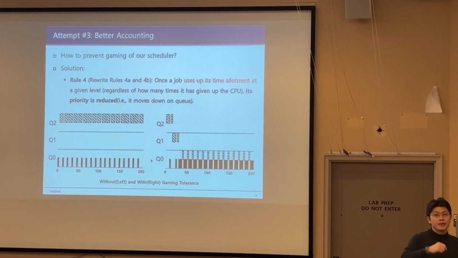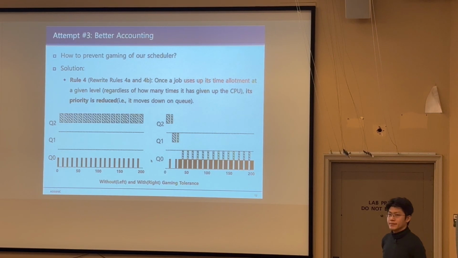Yes? Yeah, the one in the back. The one on the left side is giving up its CPU time early, and it's staying in the higher priority queue. It's gaming the system. And on the right side, even though it gave up the CPU once, the second time it comes back in its cycle, the scheduler retains a memory of how much time it has already taken up. It has exceeded the time allotment, so it goes down to a lower queue. Exactly.